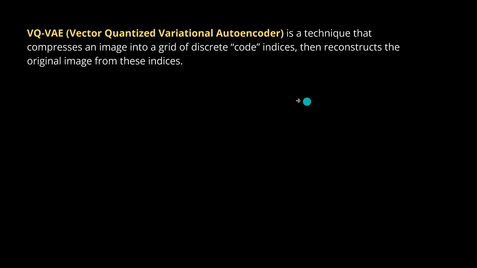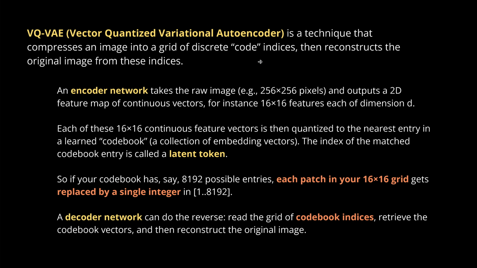Yes, we will use a vector quantized variational autoencoder. This is the technique. So if you are not really familiar, a 5-second refresher. We have an encoder network that takes a raw image, let's say 256 times 256 pixels, and outputs a two-dimensional feature map of continuous vectors. For example, we have 16 times 16 features, each of a particular dimension D. Then each of these 16 times 16 continuous feature vectors is quantized to the nearest entry in a learned codebook. A codebook is nothing else than a specific collection of embedding vectors. And the index of the matched codebook entry is called a latent token.